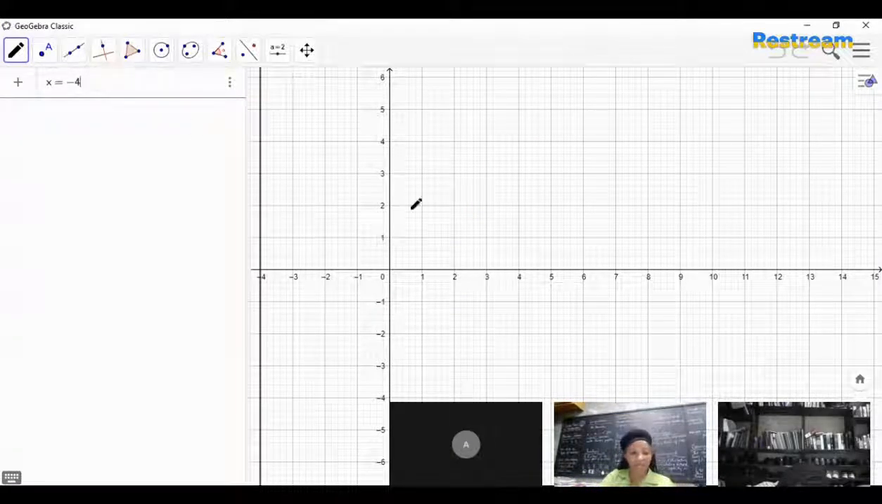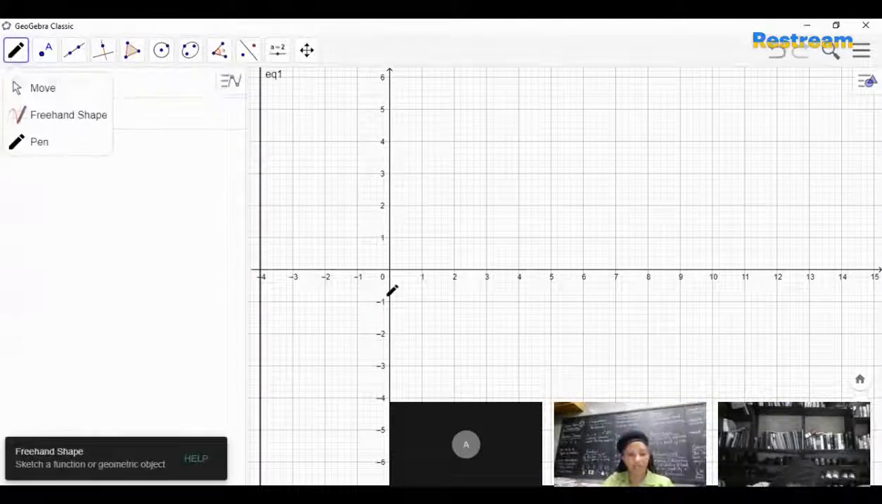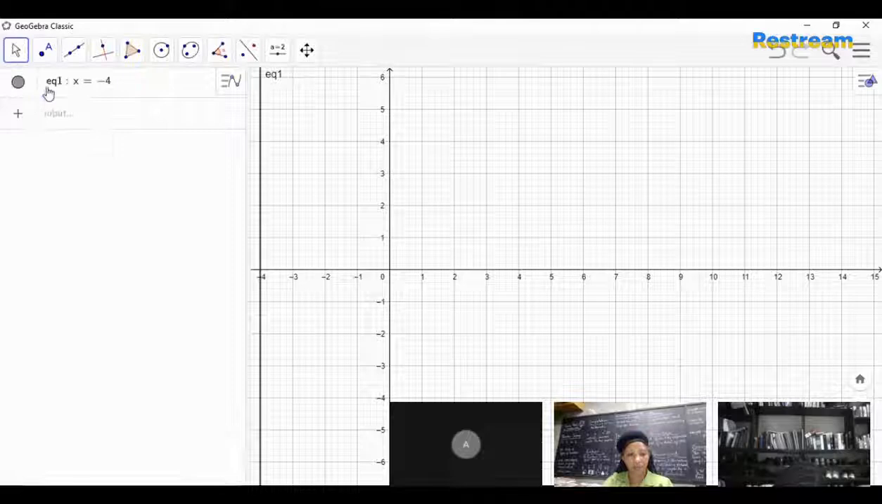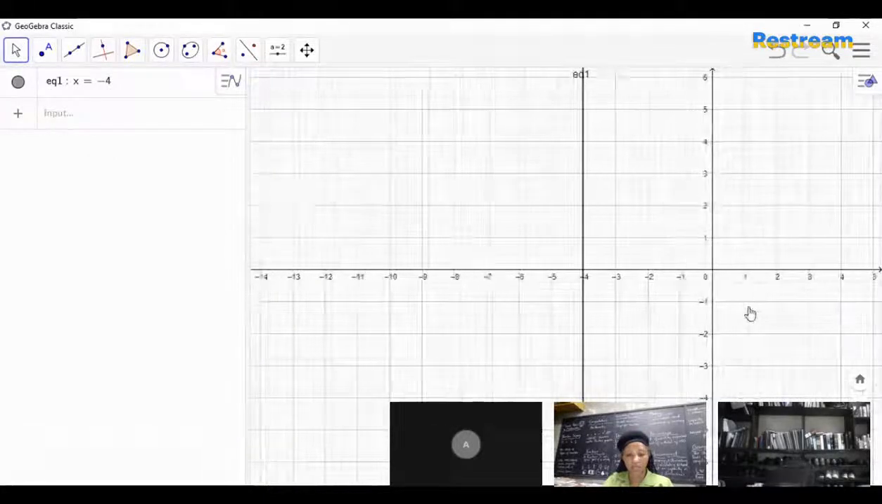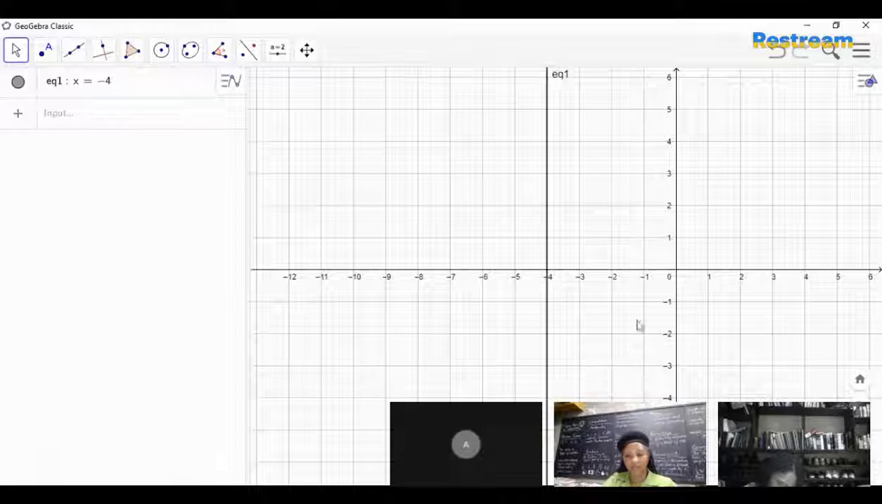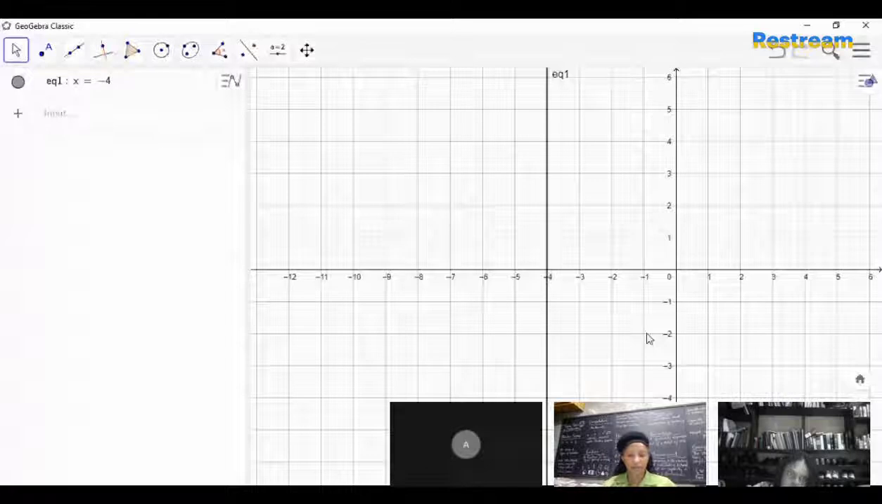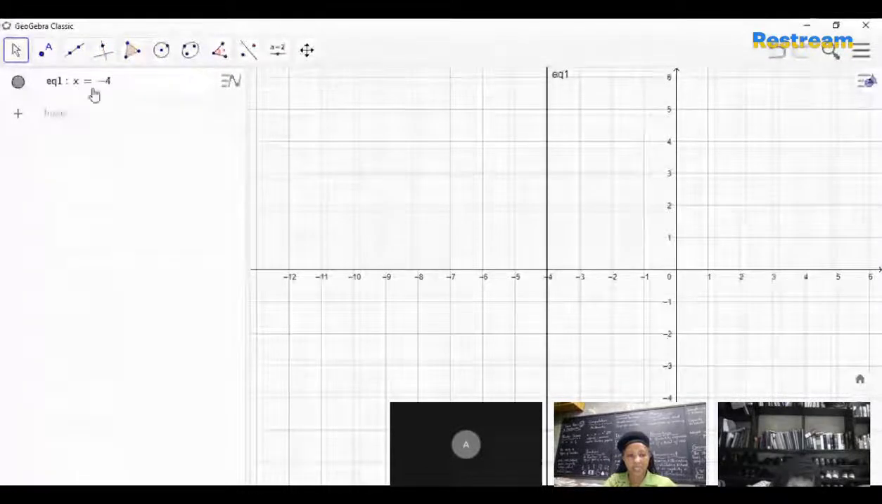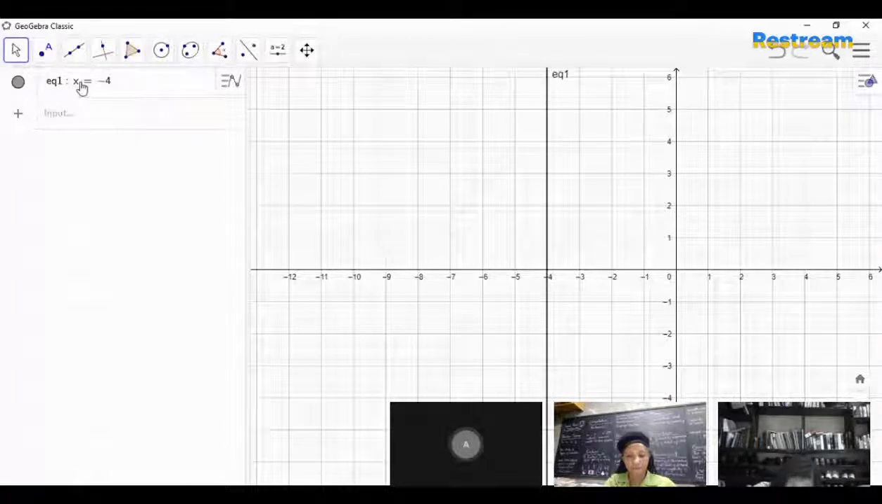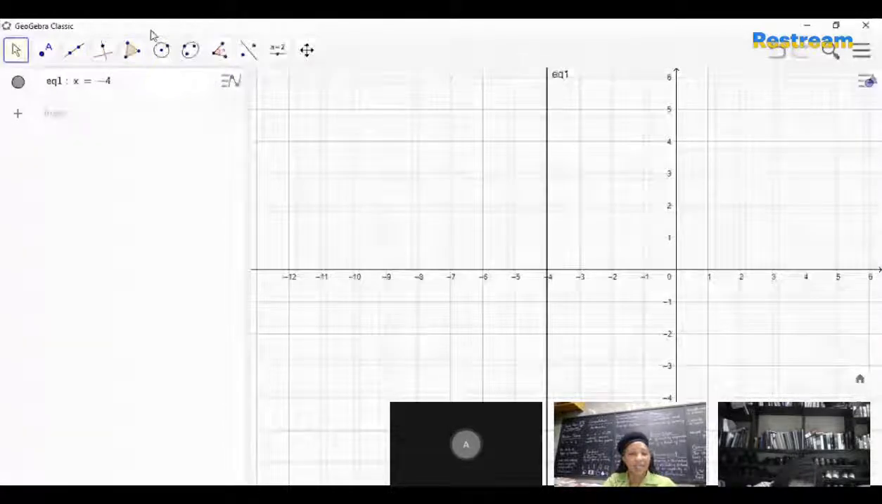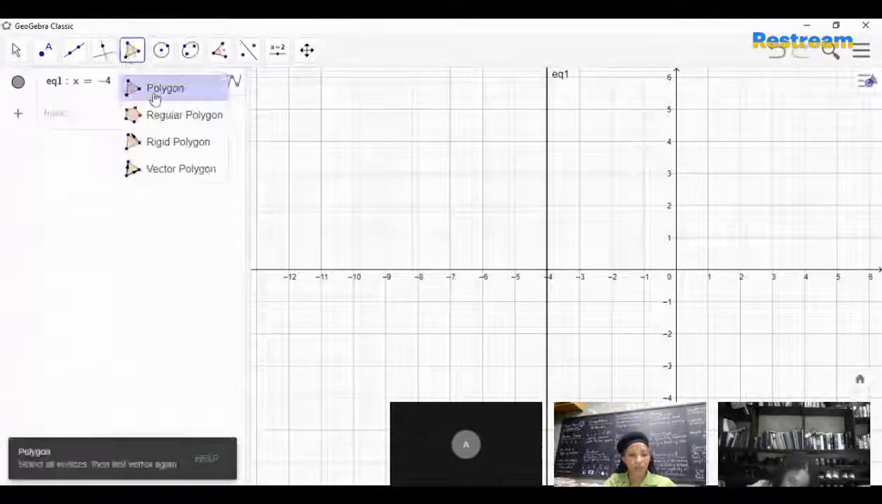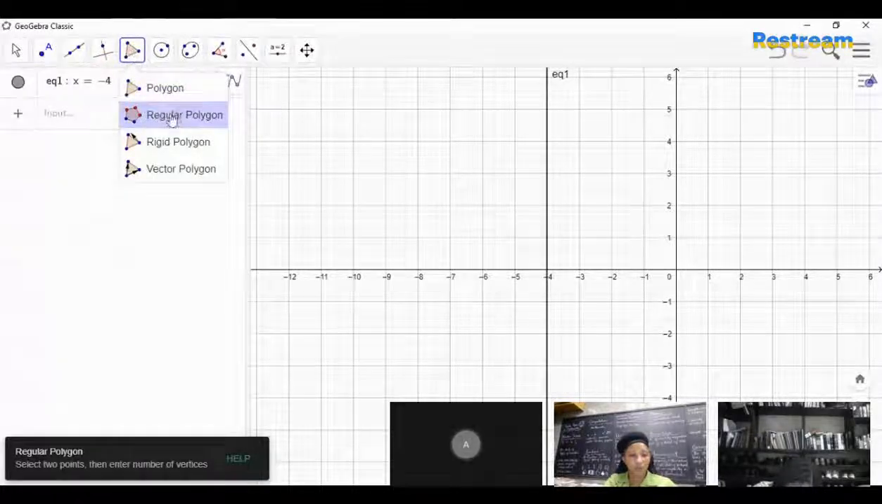So we're going to do x equals negative 4, and we're going to reflect it down here. Which line did we just see a while ago? It was y equals something. Negative 3. Was it x or y? Y. Okay. All right, sir. So this is your polygon.